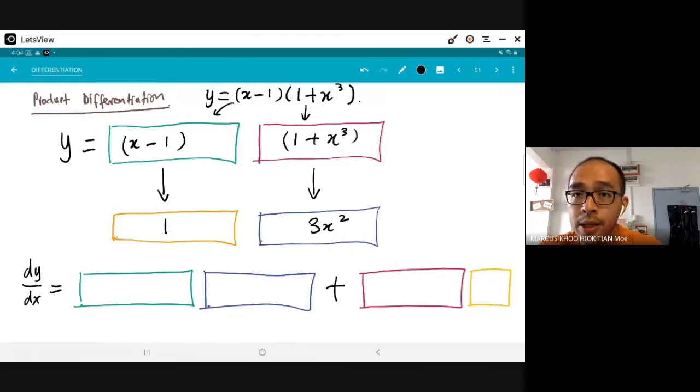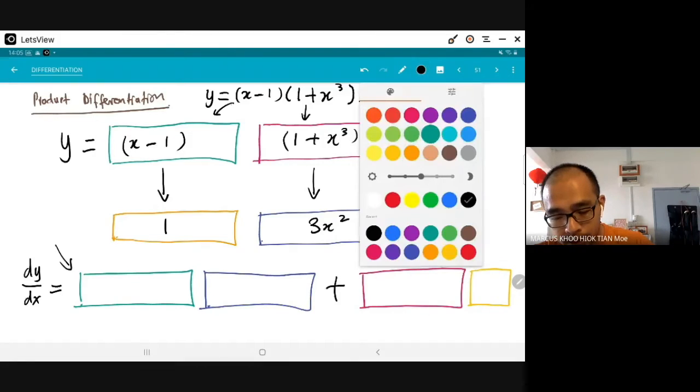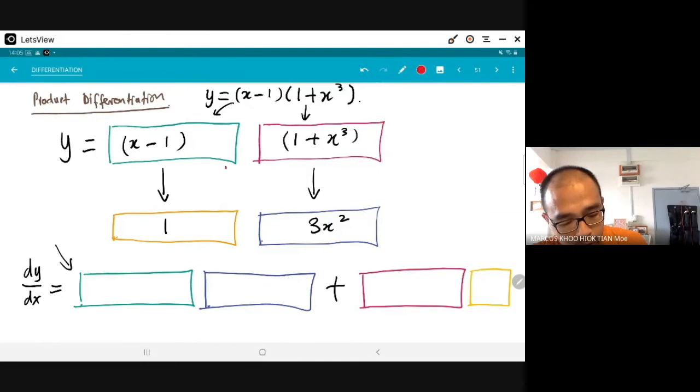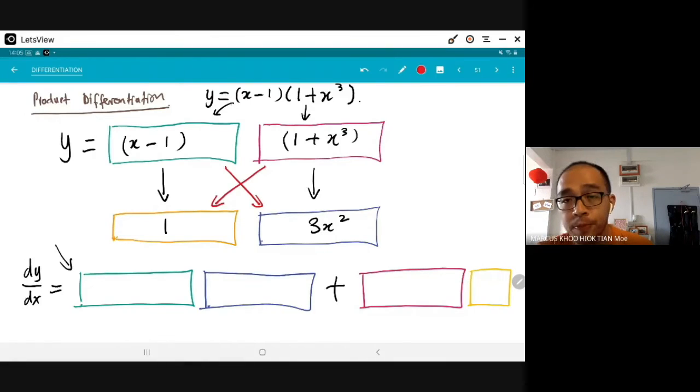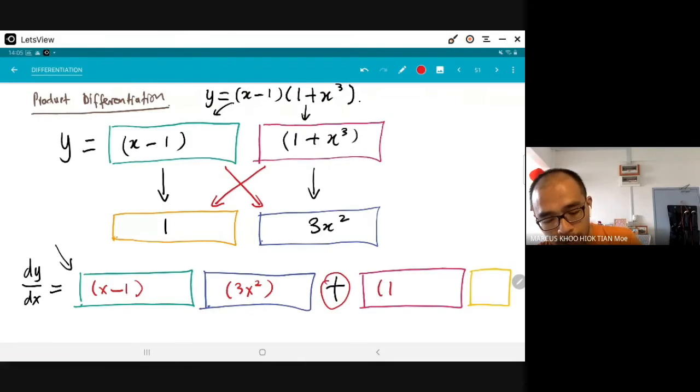Then what you do is, you put everything in the color boxes according to this particular template. Actually, very easy. Let me use red color. It is this one times this one, and then this one times this one. Then it's just plus in the middle. You see that the green, you multiply with the blue, the red, you multiply with the yellow. That's the differentiation. So it will be x minus 1 times 3x squared, and then the red color will be (1 plus x) to the power of 3 times 1.